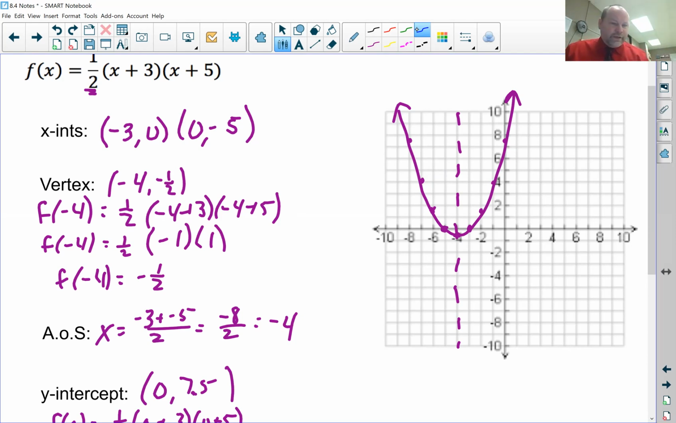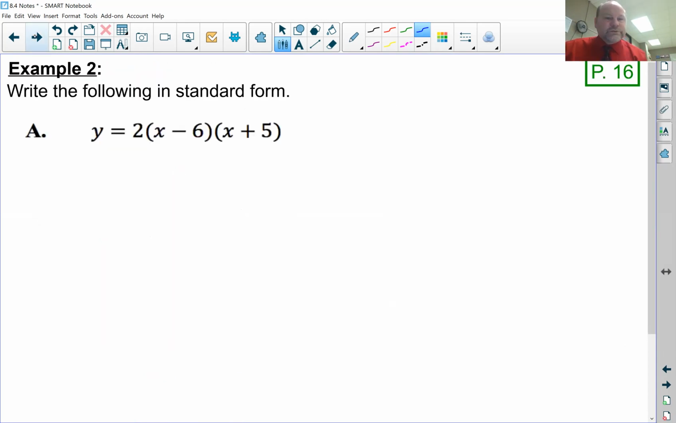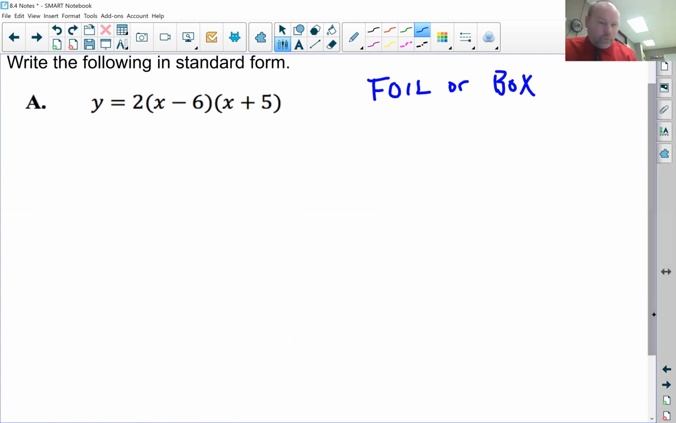If you don't like intercept form, then we could convert from intercept form into standard form. That's what we're going to look at here. In order to do that, we're either going to have to use FOIL or the box method. And I'll do one of each. I'm going to do this one with FOIL.